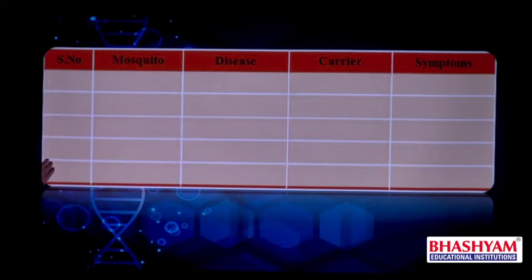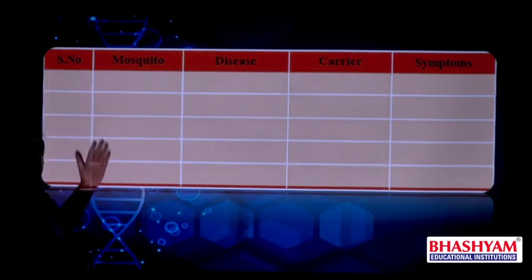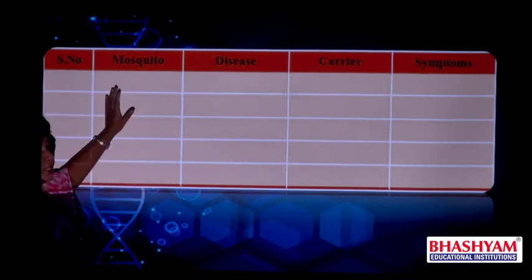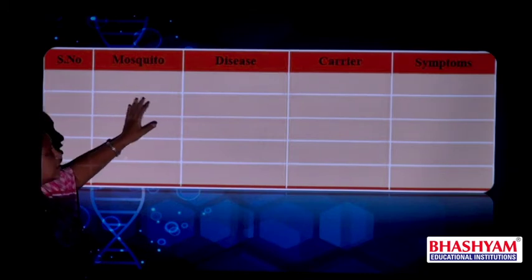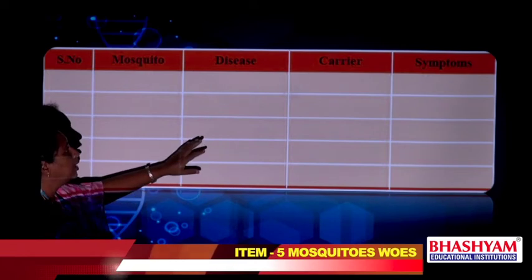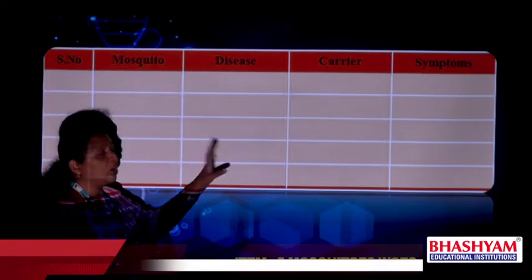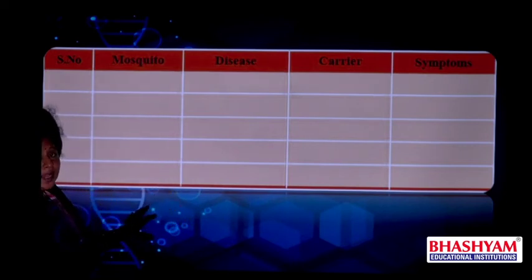Here one table is given in your textbook. Write down the serial number and the type of mosquito. I already said, the Aedes mosquito spreads which diseases? Yellow fever, dengue fever and chikungunya. How may it be passed on? Through water. And what are the symptoms? Symptoms may be high temperature, chill, like that.